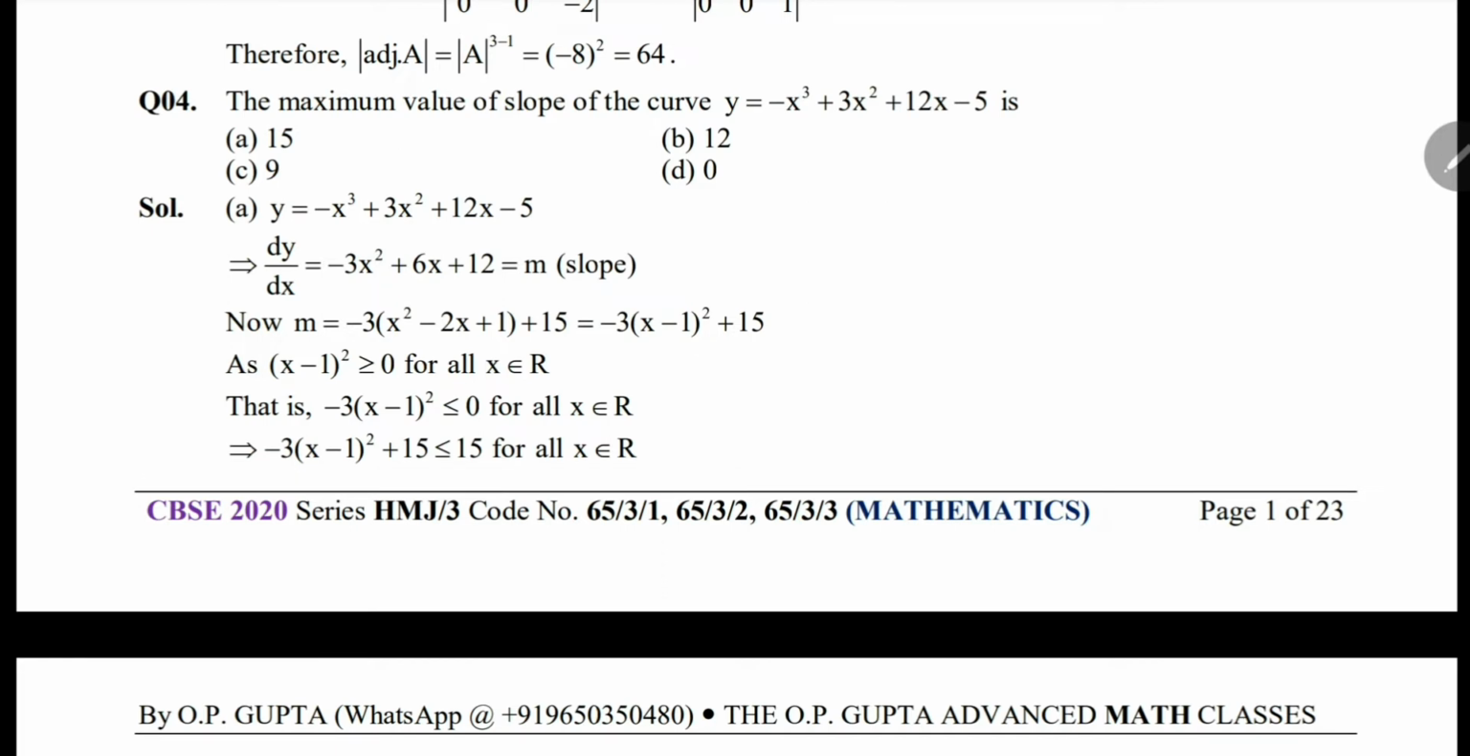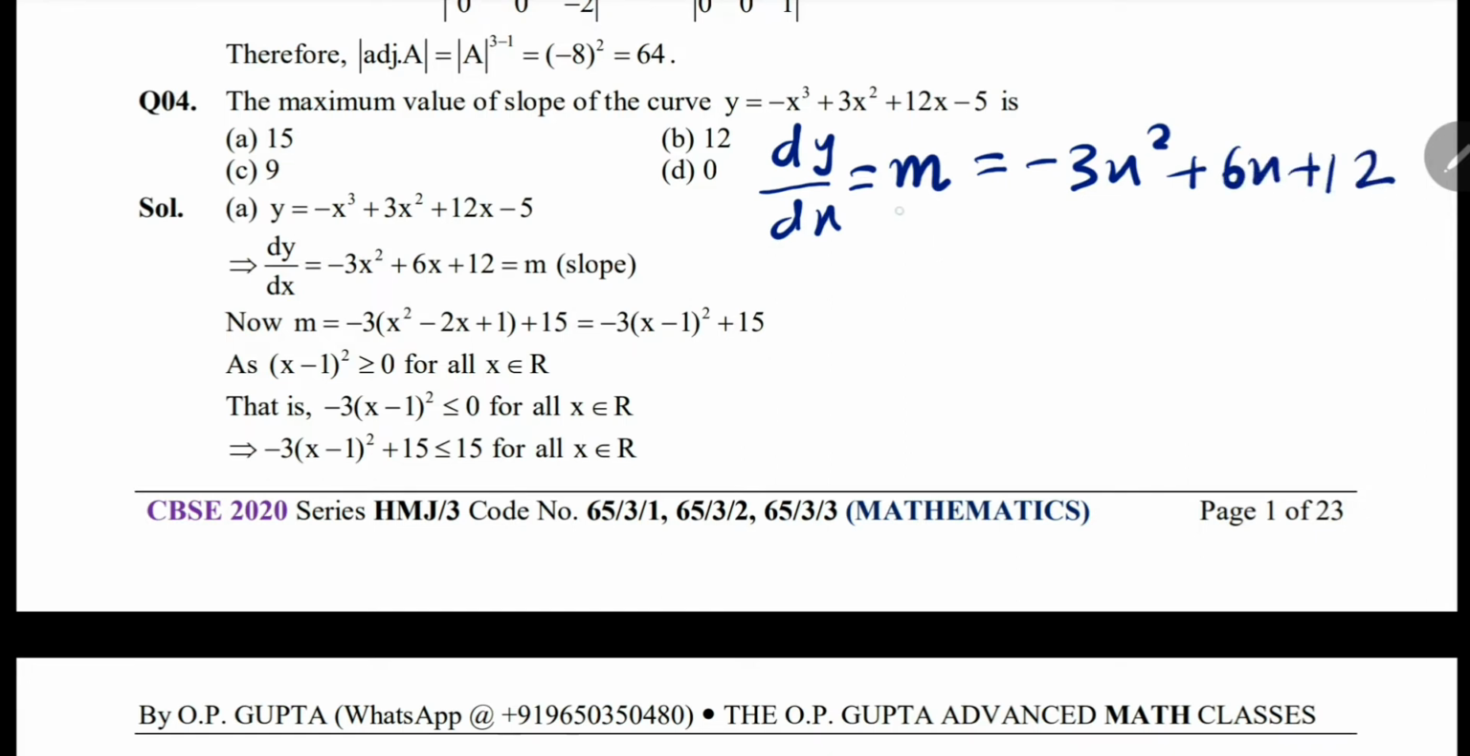We have to obtain the maximum value of the slope of this curve. Now recall that if we take the derivative of this function, it will give me the general form of the slope of this curve. So therefore it is now minus 3x square plus 6x plus 12. If you look at the problem, it says you have to maximize the value of slope.